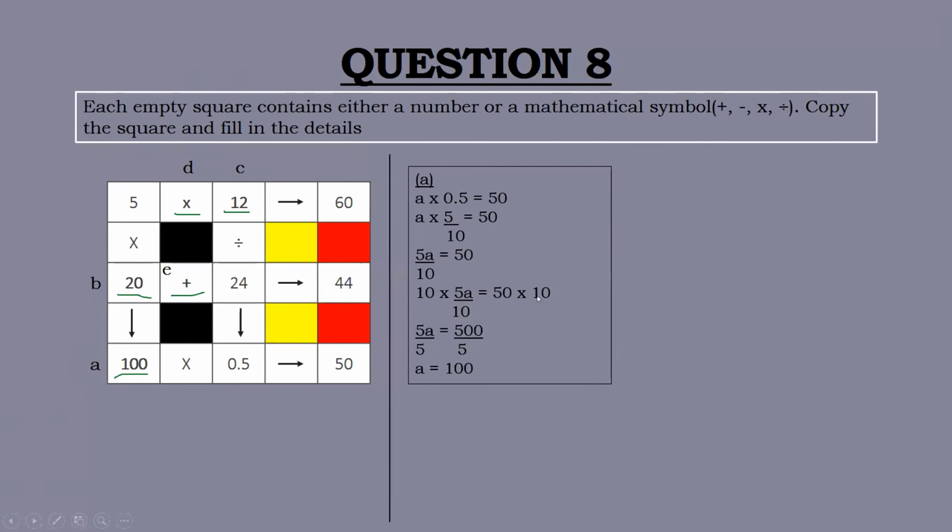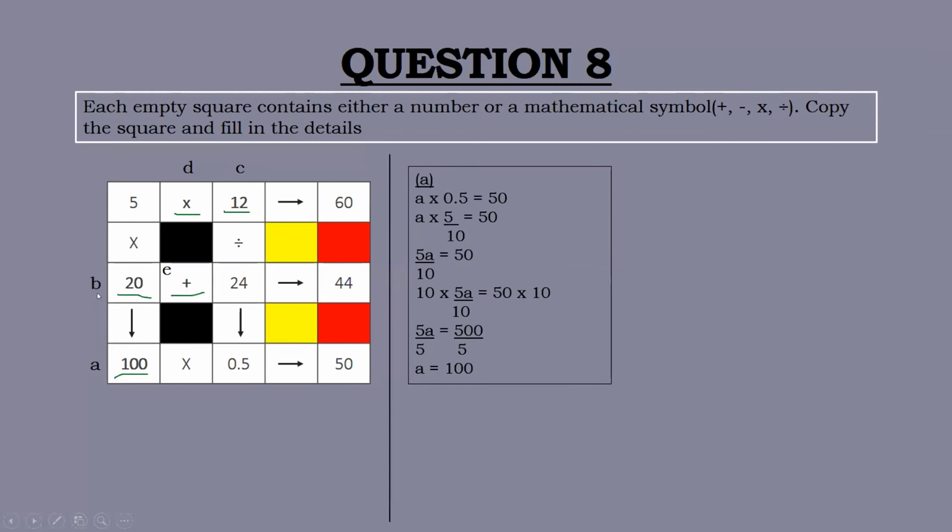500 as a result of 50 times 100. When I divide both sides by 5, I get rid of the 5, leaving A on the variable side. So 5A out of 5 is equal to 500 out of 5. 500 divided by 5 gives me 100. That's clearly the solution for this dash, so I filled it in. 100 times 0.5 is 50, if you had to prove your answer.